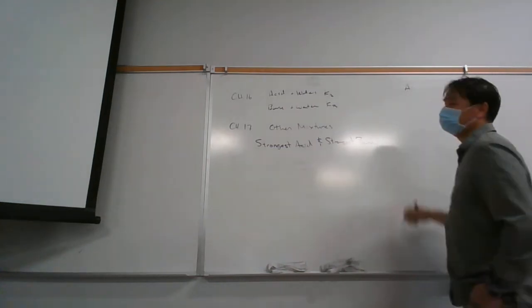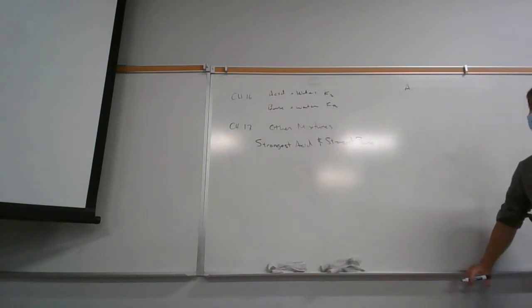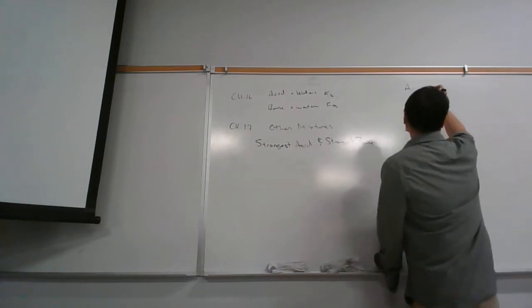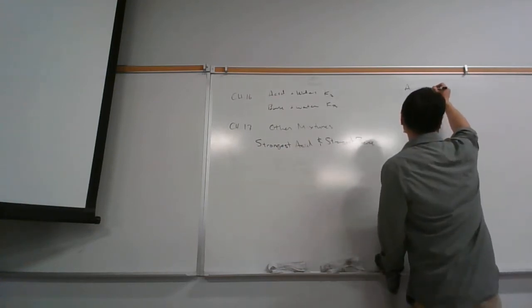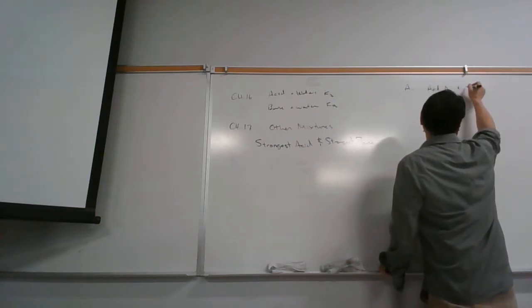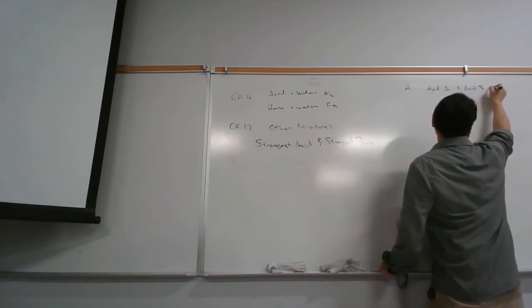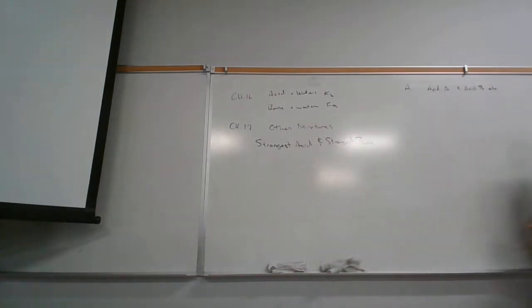So the first one would be a mixture of acids. And so we'll have acid A and acid B, etc. We have more acids in there. And so what you'll do is you'll just pick the strongest acid, whether it's A or B, and then react it with the strongest base present. The strongest base present is going to be water. And so this is just more Ka type stuff. We'll look at some examples of that.